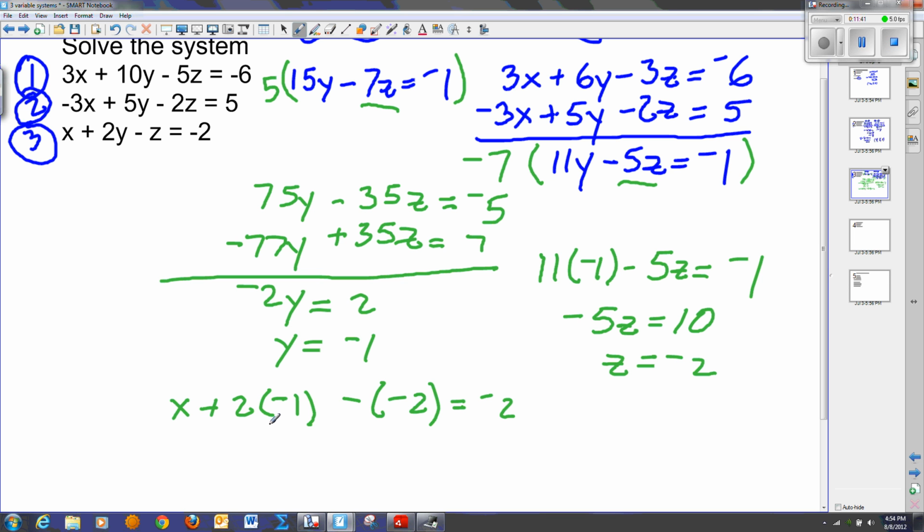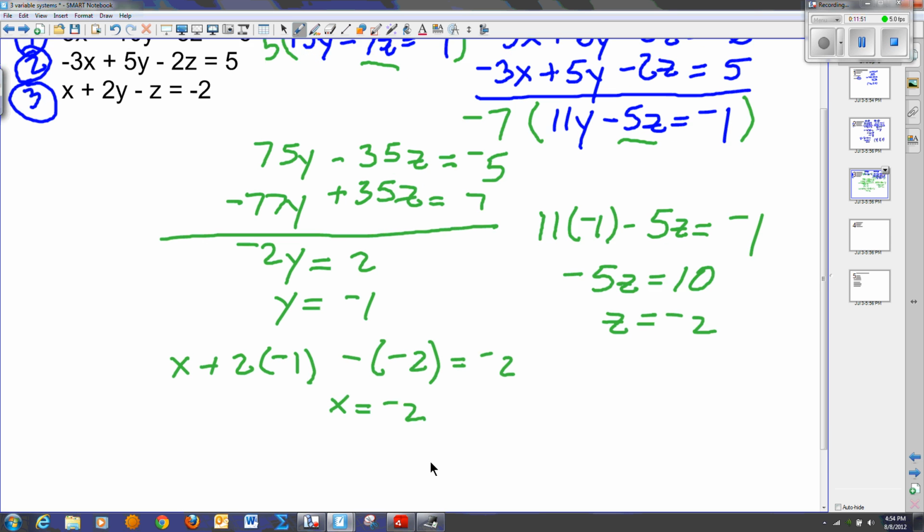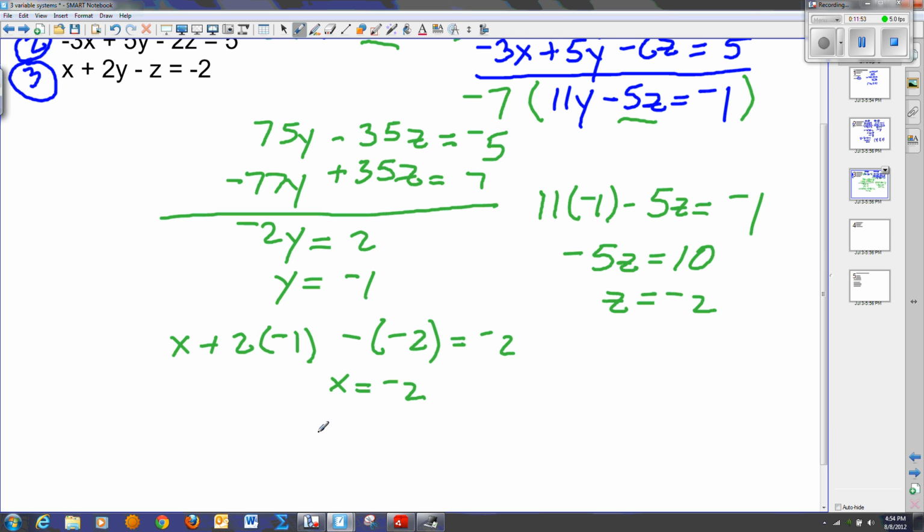So in this case, this is negative 2 plus 2, which is 0. So x equals negative 2. Nice. And I've got my ordered triple staring at me in the face. I got negative 2 for x, negative 1 for y, and negative 2 for z. But again, this problem was made simpler because two of the variables matched off the bat.